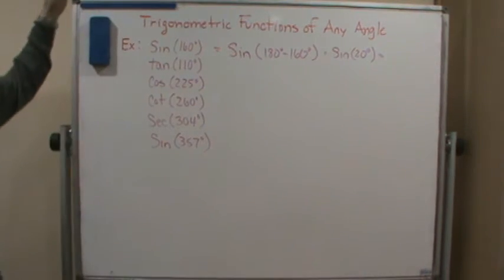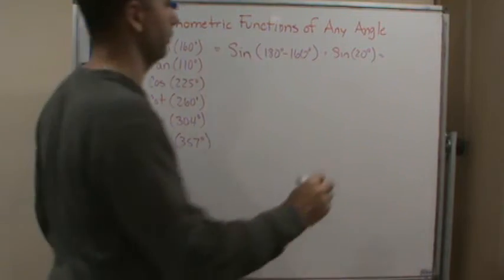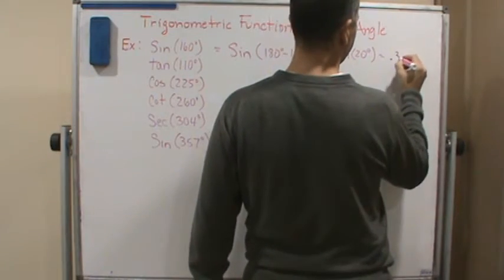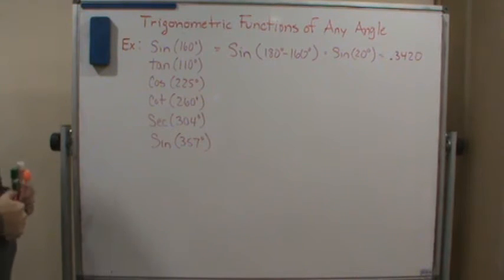Then you can stick that in your calculator, and you find that it is 0.3420. So there's our sine.